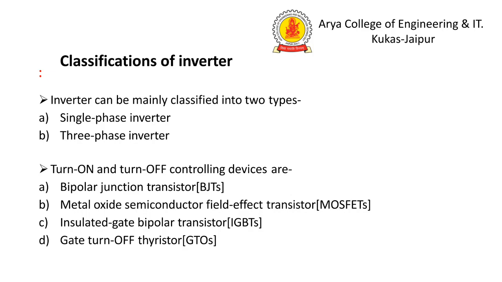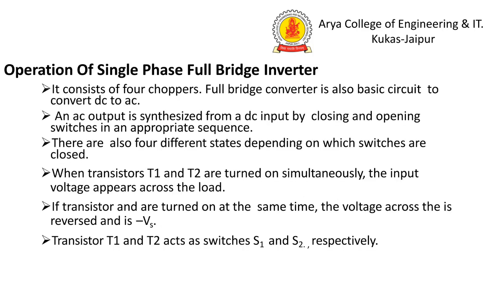Turn-on and turn-off controlling devices: the SCR, silicon controlled rectifier, can be used as a switching device in an inverter circuit. Bipolar junction transistor BJT is also used. MOSFET is used as a switching device. IGBT is also used, and GTO, gate turn-off thyristor, is also used in the operation of single phase full bridge inverter.